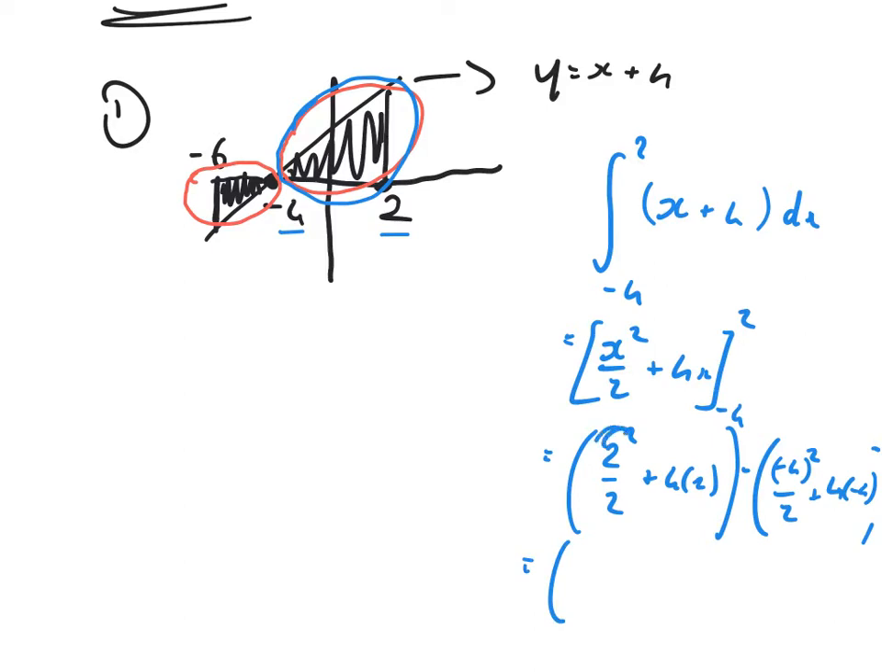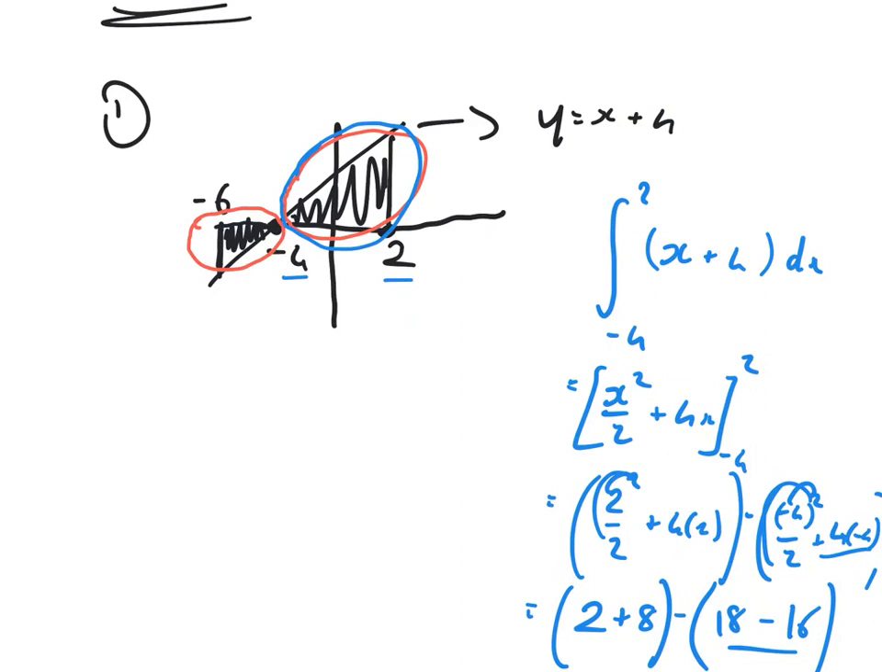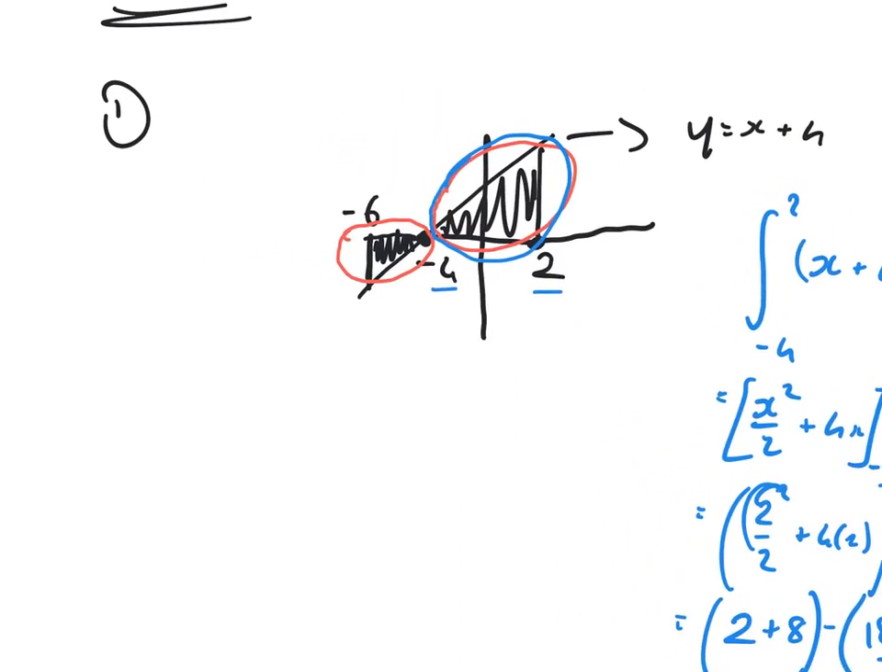Okay, so 2 squared is 4, 4 divided by 2 is 2, plus 4 lots of 2 is 8, minus open up. -4 squared is 16, 16 divided by 2 is 8, and 4 times -4 is -16. Okay, so that's now equal to 10 minus 18 take away 16, which is 2. 10 take away 2, and that is 8. So I've calculated the area here, marked in blue, is equal to 8.